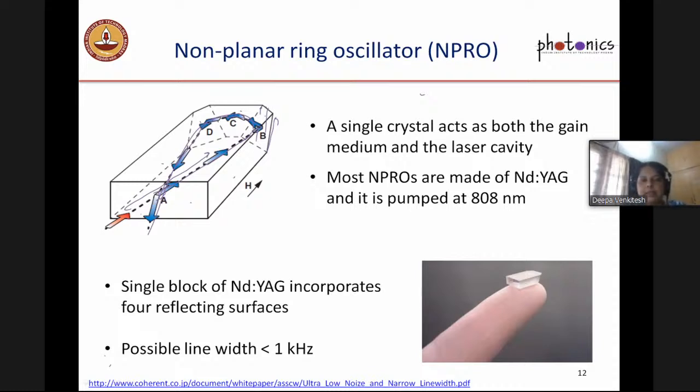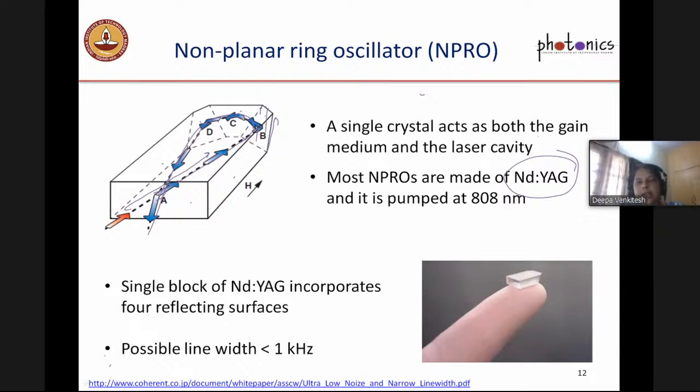This is the laser that is used in all the LIGO installations today. These are what I called NPRO lasers. This is made of this particular crystal, which is neodymium doped in garnet. It is yttrium aluminum garnet, and this gives a specific color.